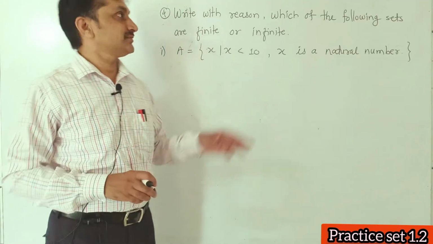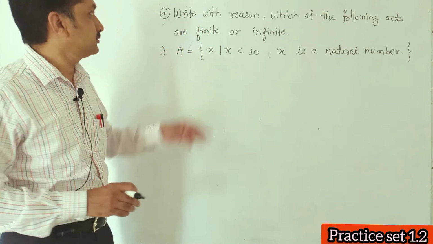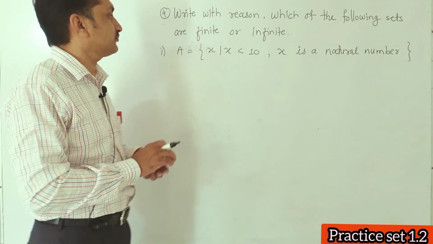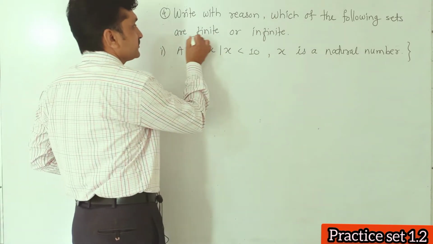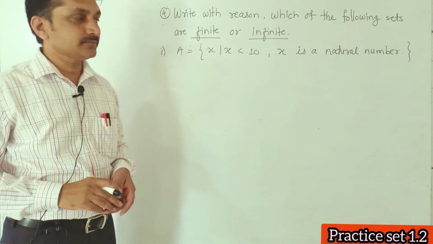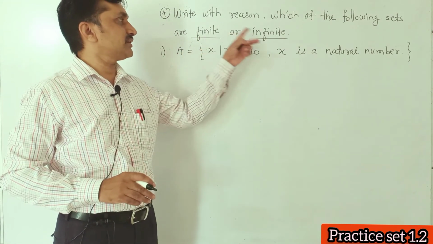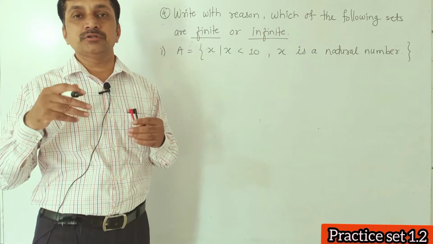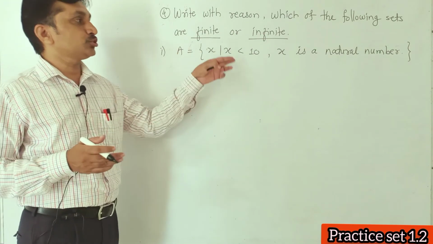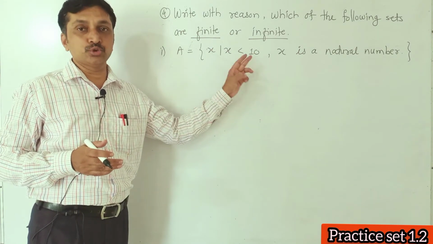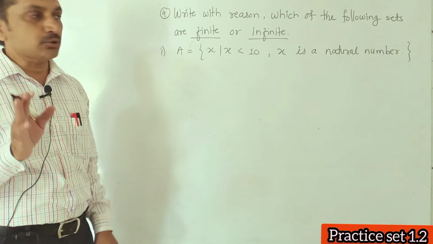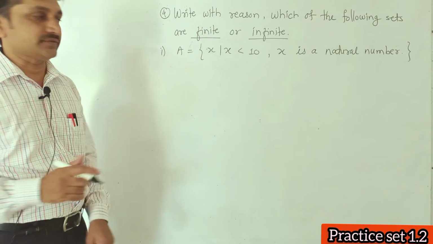Dear students, question number 4. Write with reason which of the following sets are finite or infinite. One by one we have to find this answer. Finite means elements should be limited. If elements are limited, then finite. If elements are uncountable, then that is an infinite set. But before that, we have to write this rule method in listing method. Without that, we can't write the answer.